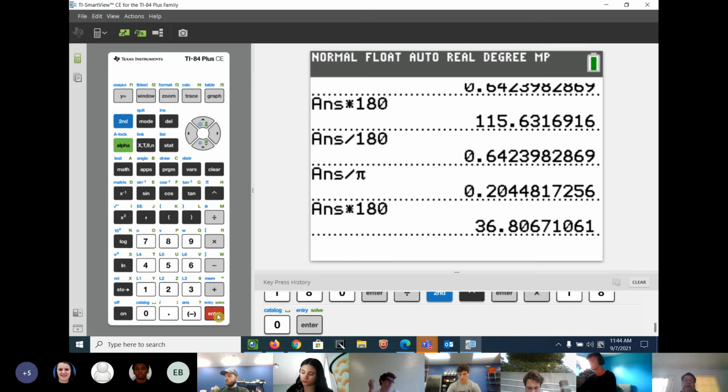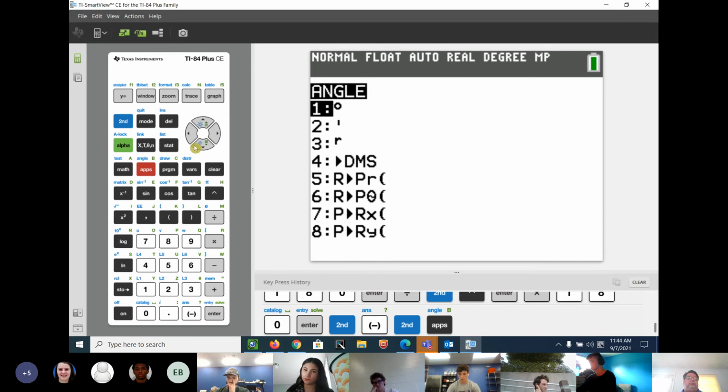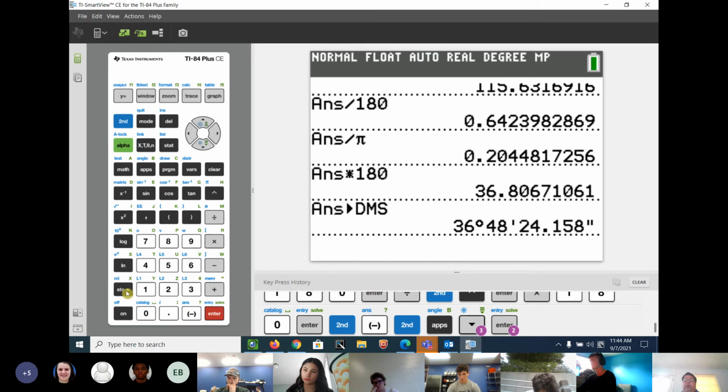And you could easily take that and hit second answer, then second apps, and change that to degrees, minutes, and seconds. There you go. 3648. Actually, it says round to 48.